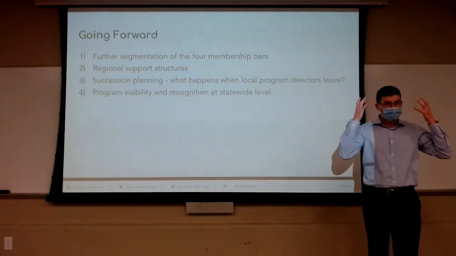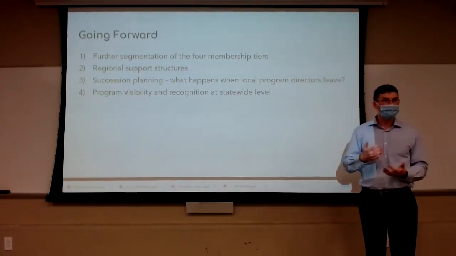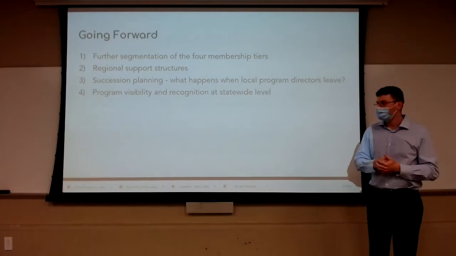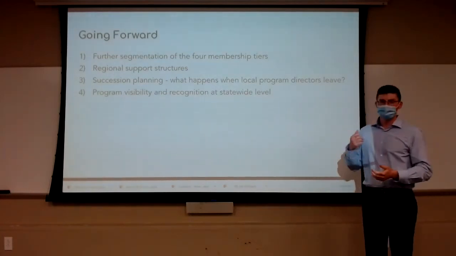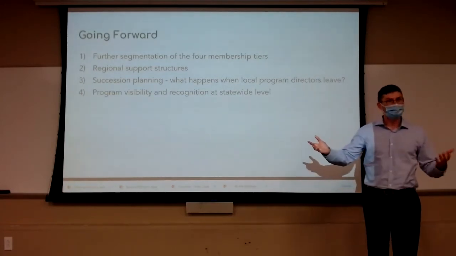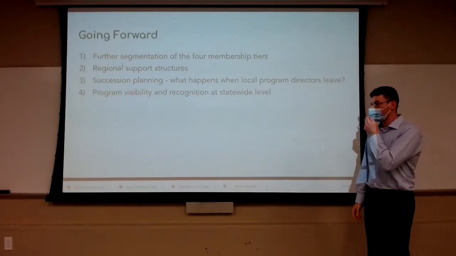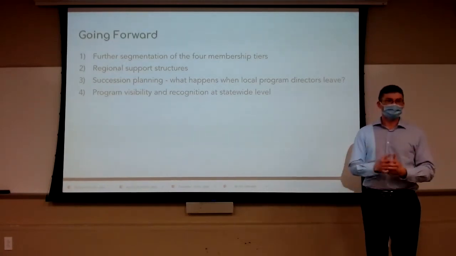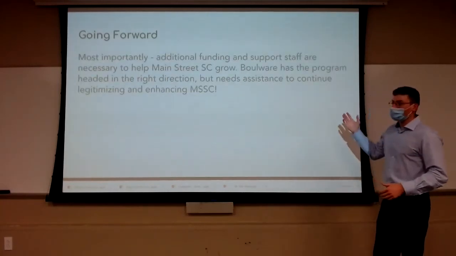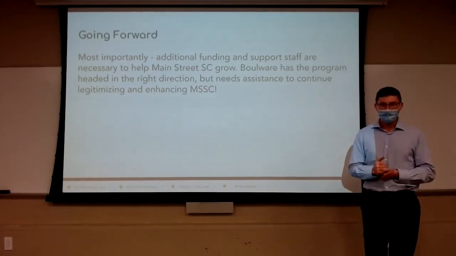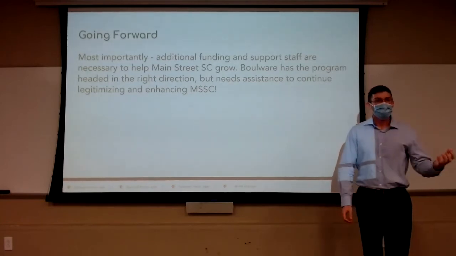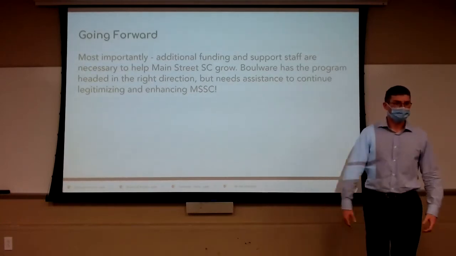Succession planning, so a lot of the knowledge of Main Street is housed in people's brains, so really writing that down and making sure that there's succession planning as people inevitably leave. And program visibility and recognition at the statewide level. Getting back to where more than 2 out of 10 people will know what Main Street, South Carolina is, where the governor's office is aware of all the great things that we're doing, where the legislature values Main Street, South Carolina. And most importantly, and this is really what I'm pushing for, and the end of my argument is that Jenny needs additional funding and resources in order to grow Main Street to the next level.